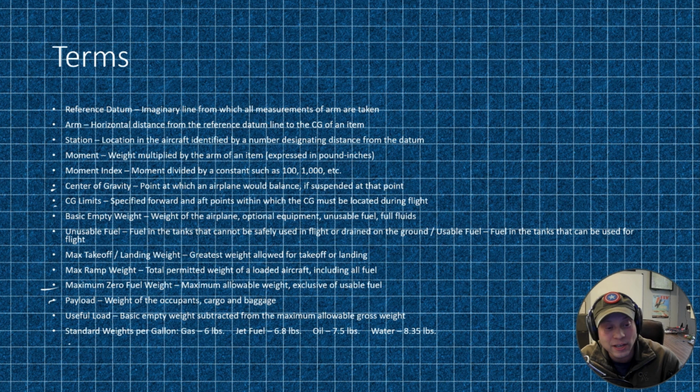And here are some standard weights that you should have memorized. Fuel is 6 pounds per gallon. Jet fuel is 6.8 pounds. Oil is 7.5 pounds. And water is 8.35 pounds. The biggest one that I recommend memorizing is this one.